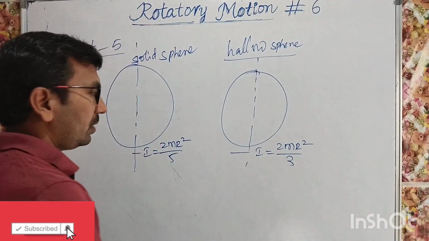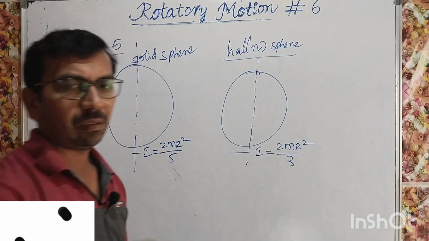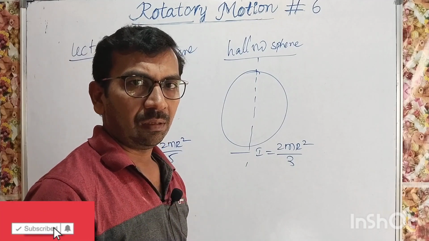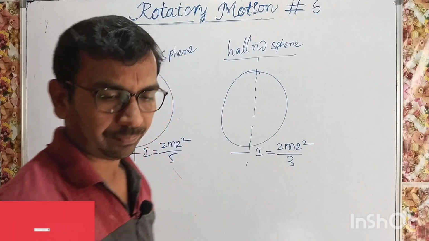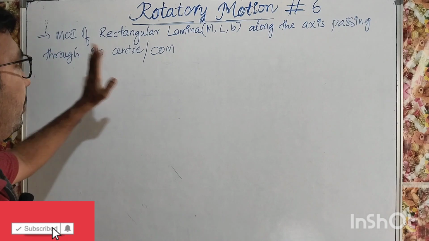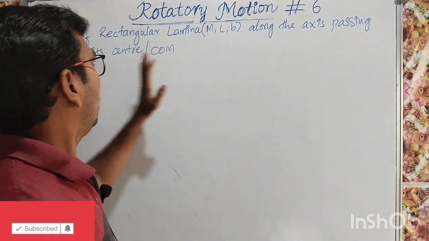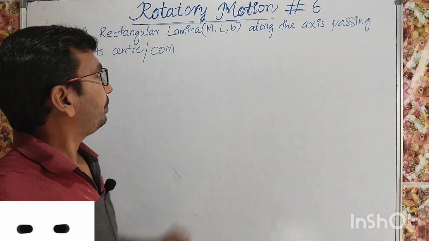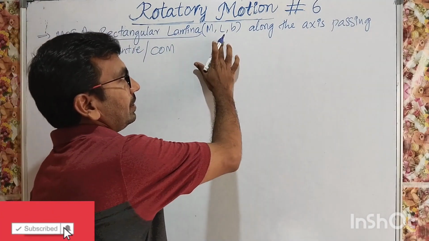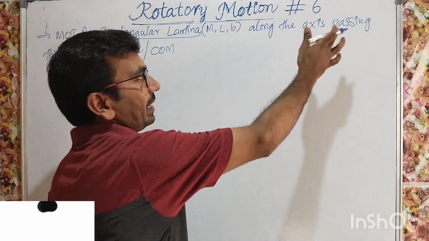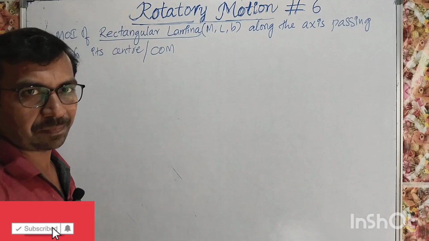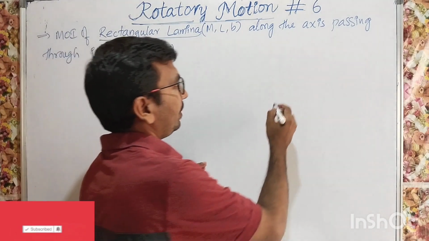So today we can discuss some other bodies: rectangular lamina, triangular lamina, solid cone, hollow cone. First, the moment of inertia of a rectangular lamina of mass m, length L and breadth B, along the axis passing through its center of mass.